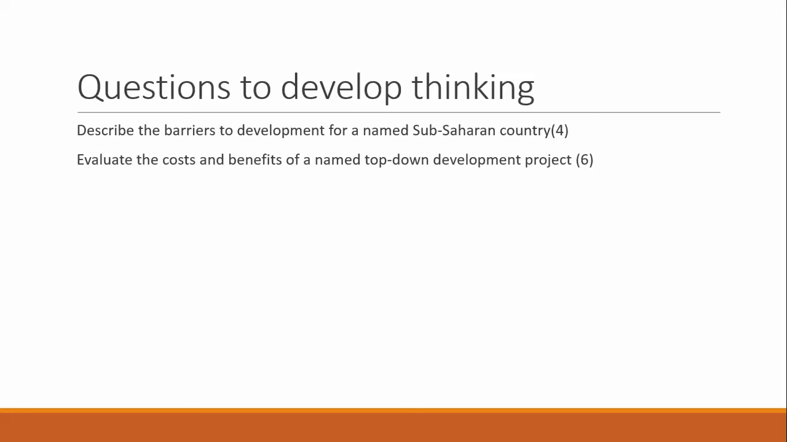Okay. Finally, questions to actually help you develop with this to move on. One of the questions which could be asked in the future is: describe the barriers to development for a named sub-Saharan country. And then the other one would be: evaluate the costs and benefits of a named top-down development project. Okay, so this is a slightly different question, making sure that you focus on the costs and then the benefits of it as well. And that will then pick up on those differences. So you can use the Three Gorges Dam or the Akosombo Dam as examples of this.